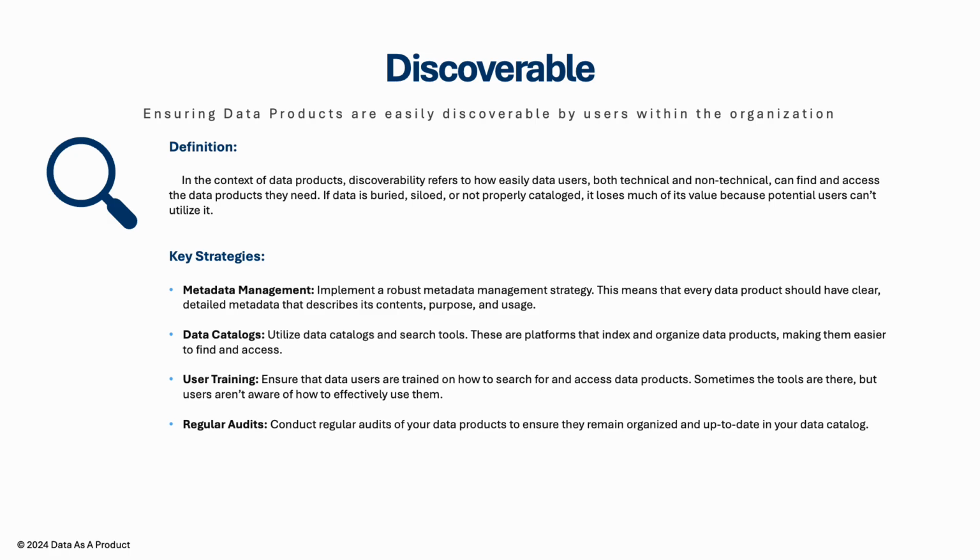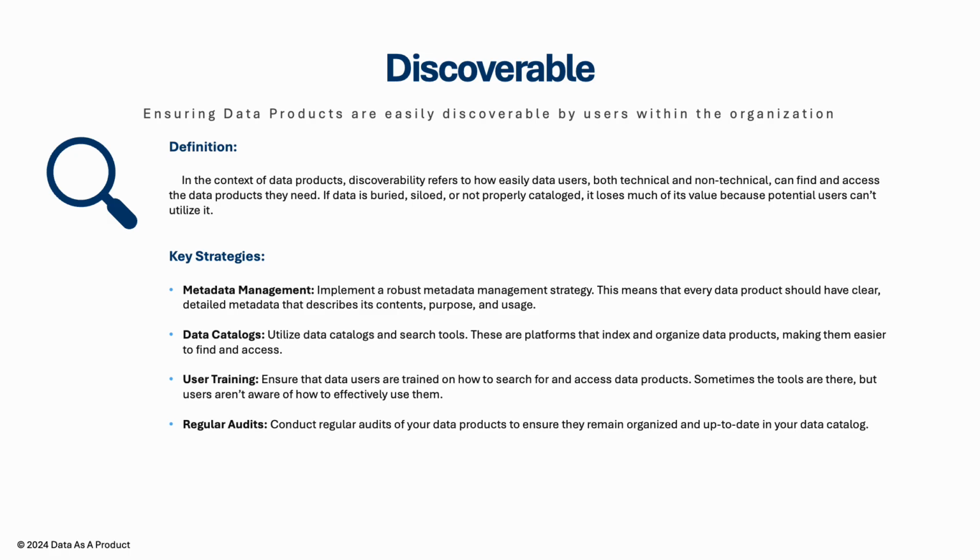Now let's talk about the first core value, discoverability. In the context of data products, discoverability refers to how easily data users, both technical and especially non-technical, can find and access the data products they need. If data is buried, siloed, and not properly cataloged, it loses much of its value because potential users can't find it. Think about a time when you struggled to find a specific data set or report. It was likely frustrating, time-consuming, and even delayed an important item on your to-do list. This highlights why discoverability is so crucial and the first item.